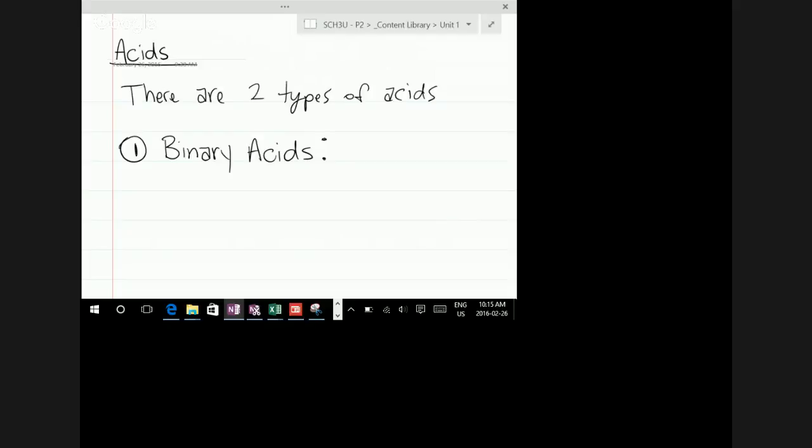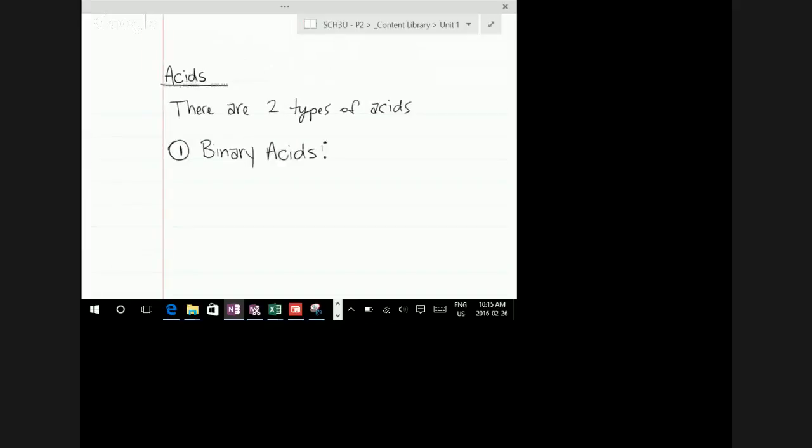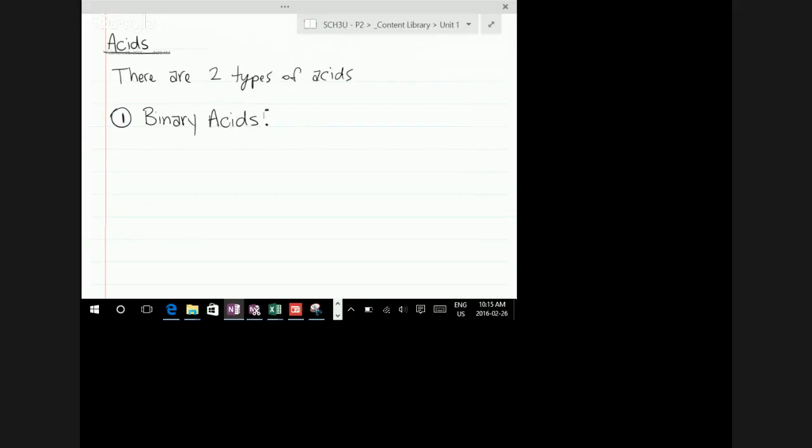What does binary mean? What's a bicycle? Yeah, two wheels. So this would be an acid that's made up of just two. Yeah, we don't make what would you say? Elements. Well, you're actually, ironically, not far off. But these are acids made of just two things, made of two elements.